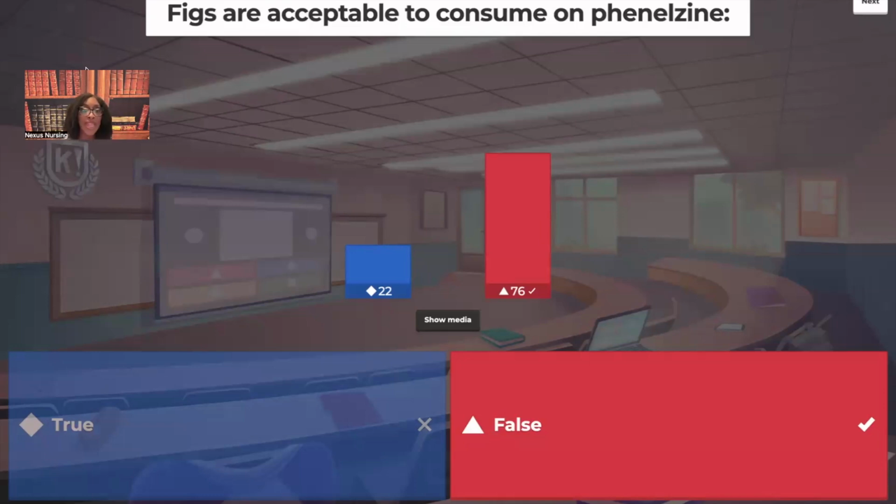Anyway, let's get back to this. Figs are acceptable to consume on phenelzine. False. That is false, guys. You need to know again, this drug, phenelzine, is an MAOI. It treats depression. And there are lots of foods that cannot be ingested when you're taking an MAOI. Figs are one of them. Fruits such as avocados, raisins, figs, you can't have them. They're high in tyramine.